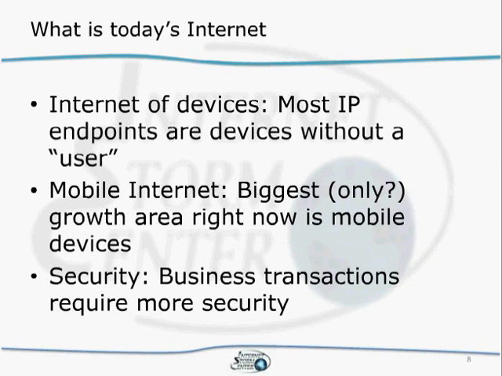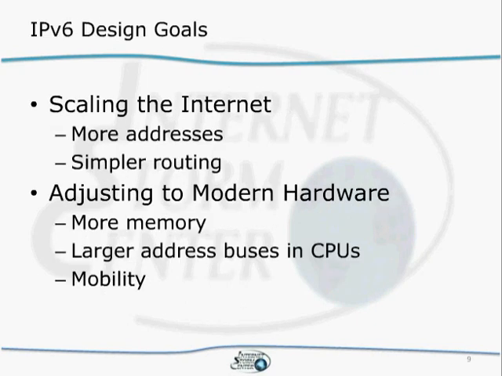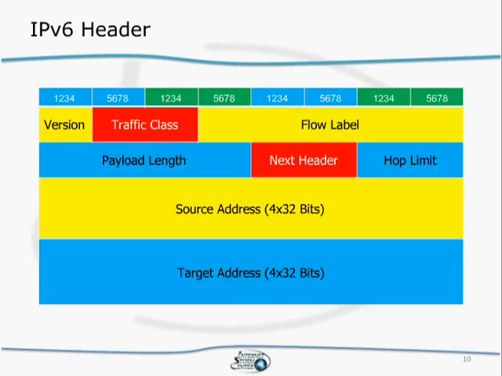So the design goals of IPv6 are really the scaling. So we want more addresses, we want simpler routing most of all, and then also adjusting for modern hardware. We now have 64-bit CPUs. In IPv4, we only had 32-bit addresses, which are not very efficiently processed by 64-bit CPUs. And then we have things like more memory and, of course, mobile devices. Just for those of you here who do know a little bit about headers and network diagrams and such, I put a little IPv6 header here just to give you an impression of what it looks like. And really the main message I want to get across here is it's fairly simple.